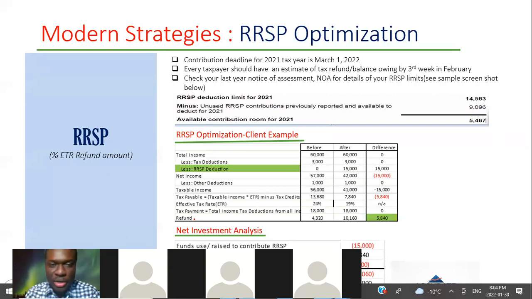Okay. Now, there's what we call the RSP tax year. The RSP tax year starts from March, for example, for 2021, the tax year runs from the end of February to March 1, 2022. Now, what this is saying is that even if I contribute to my RSP in January 2022, it will still count for my 2021 RSP contribution.